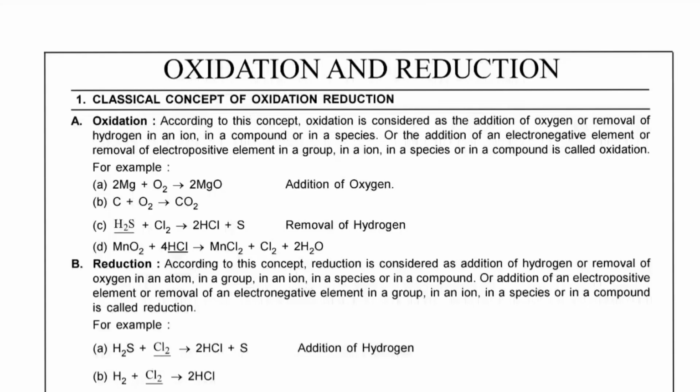Today we are discussing oxidation and reduction. First of all, we have the classical concepts of oxidation and reduction. What is oxidation? Oxidation is basically the addition of oxygen or removal of hydrogen in an ion, in a compound, or in a species, or the addition of an electronegative element or removal of an electropositive element.